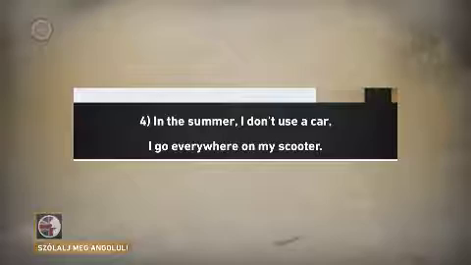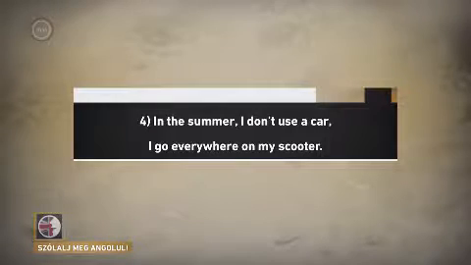Magic. Next. Number 4. Aha, it's about places. It's about going to all the places that I go to. It must be everywhere. Number 4, in the summer, I don't use a car. I go everywhere on my scooter. Terrific! Excellent! Well done, everyone, or everybody, if you prefer.